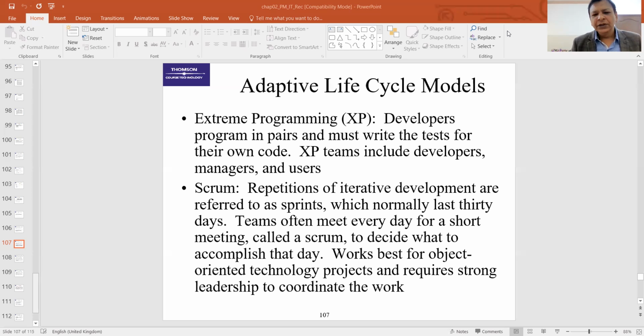Then Scrum was introduced. Scrum was introduced by Ken Schwaber and another guy, Jeff Sutherland. I'm sorry. So Ken Schwaber and Jeff Sutherland, these two guys introduced Scrum. The Scrum concept is taken from the rugby game, and in Scrum, the releases are called sprints. So the sprint concept is taken from the race.